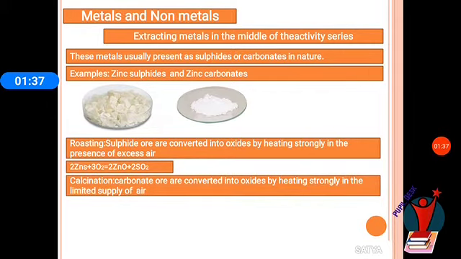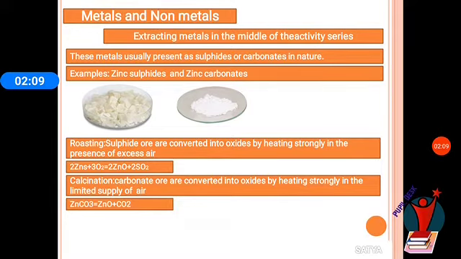The other method is calcination. This method is used to obtain the zinc from zinc carbonate. Here, carbonate ore is converted again into its oxide form by heating strongly in a limited supply of air. Here oxygen is absent. The reaction is like this. Zinc carbonate, that means ZnCO3, is converted into zinc oxide by heating but in a limited supply of air.